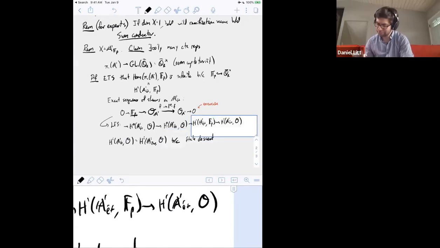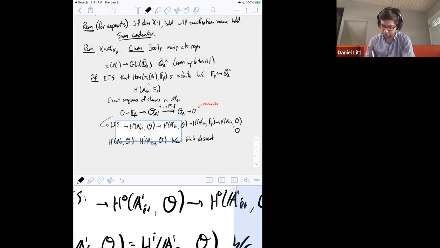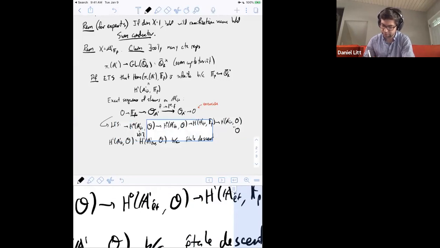So can anyone tell me what H1 of O is on the affine line? So it's the same in the, it's 0. Yeah, that's right. And that's because the affine line is affine. It's in the name. And H0 is just K adjoin T, the functions. That's the global sections. And this is K adjoin T.